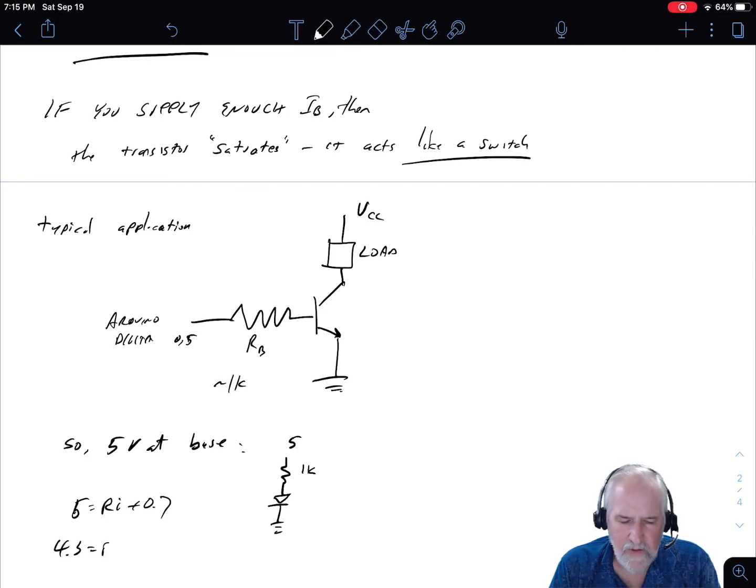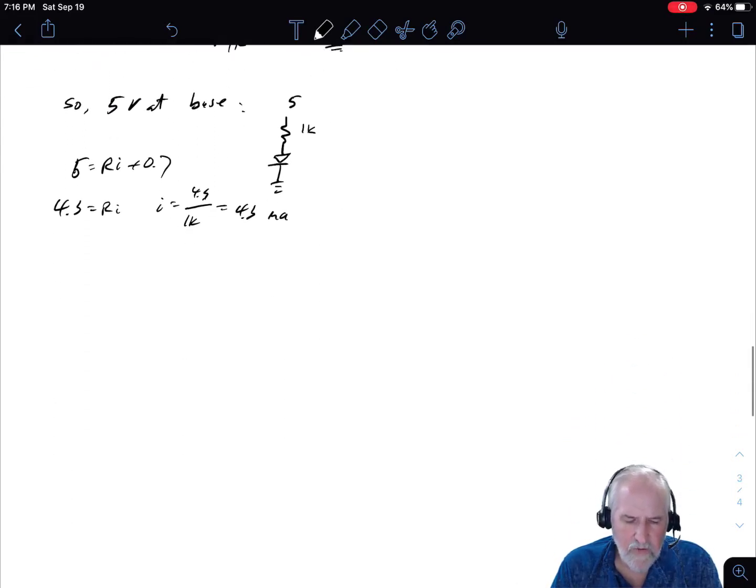So you've got 5 volts from the Arduino, a 1K resistor, and that base to emitter junction, right? And this is what I just narrated through, that you get about 4.3 milliamps. That means you might get as much as 430 milliamps going from the collector to the emitter in the main load.